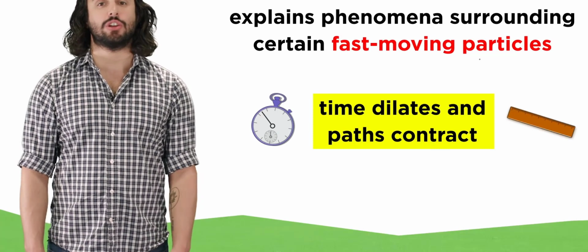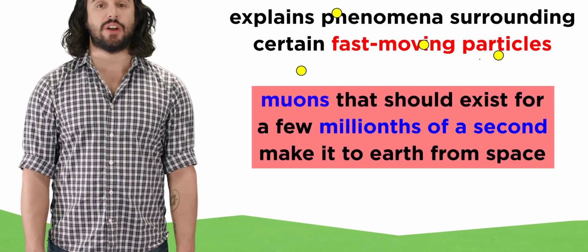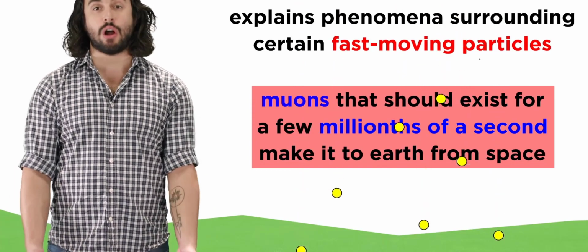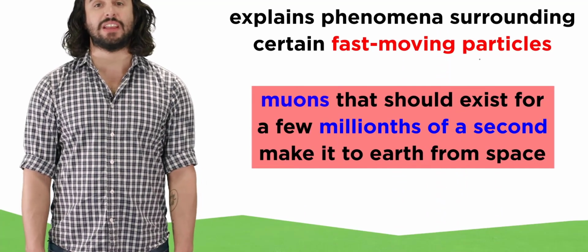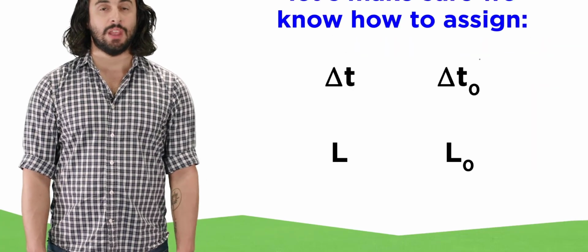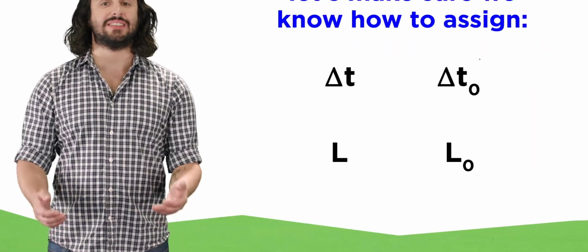It also explains how fast-moving particles can defy certain expectations, because at such speeds, time slows down, and the distance traveled contracts. So, a particle like a muon, with a half-life of a millionth of a second at rest, is able to exist for longer and travel further than expected when moving near the speed of light, due to relativistic effects.